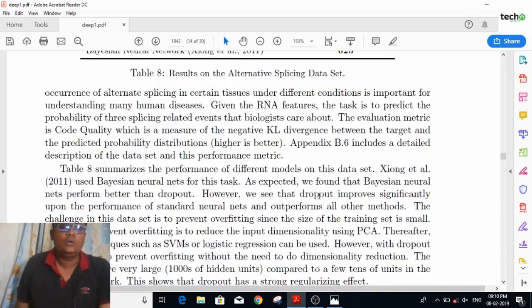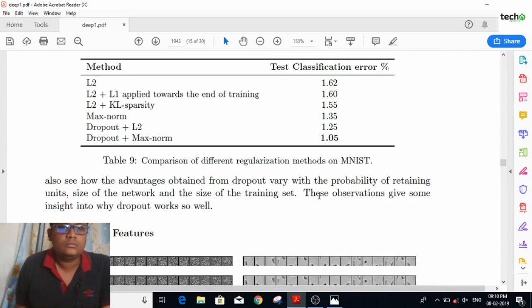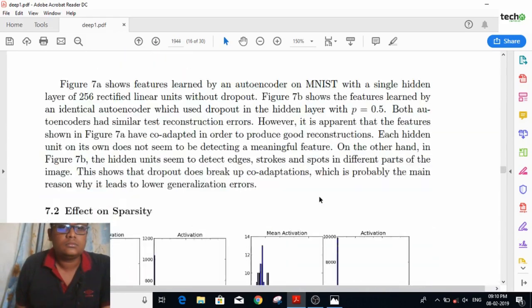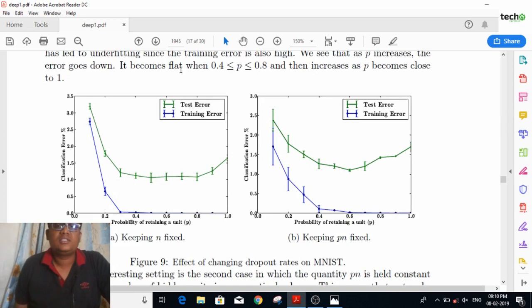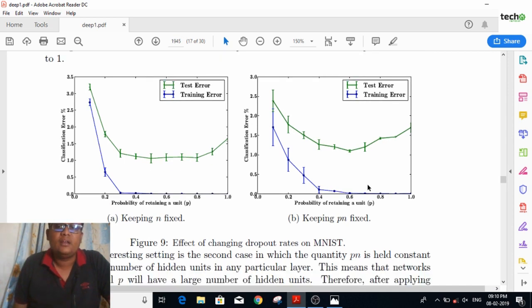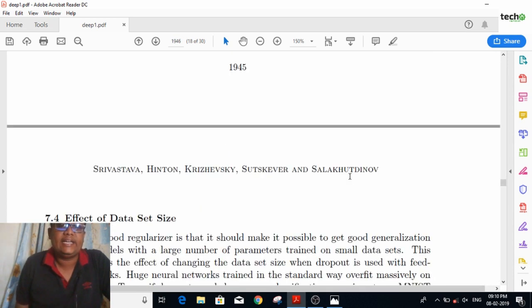So let us look at the effect of dropout rate. This is based on the testing errors, and these are all the training errors. And this is what has been compared for an MNIST data set.